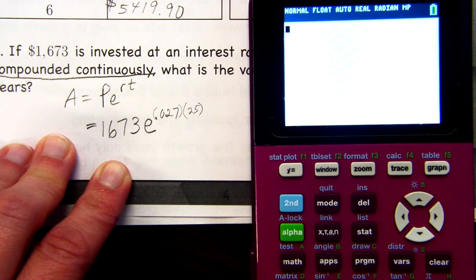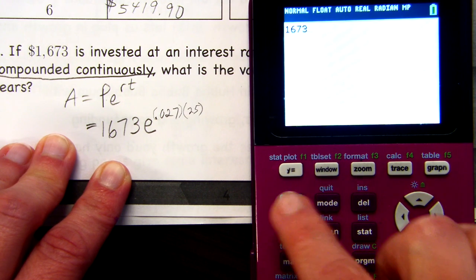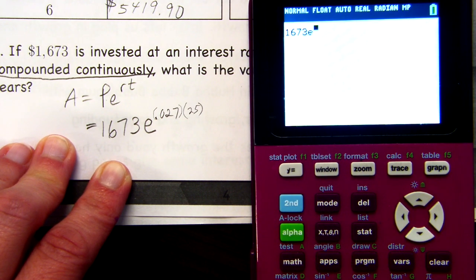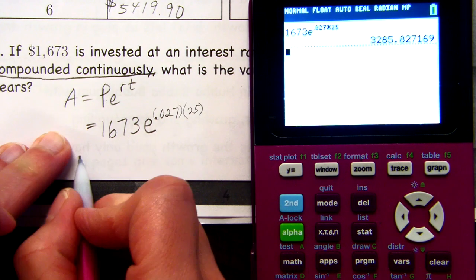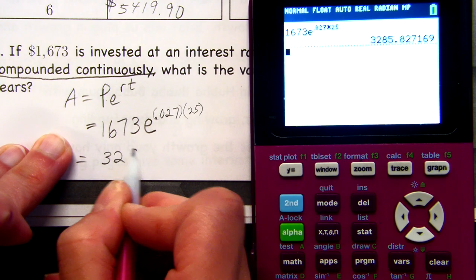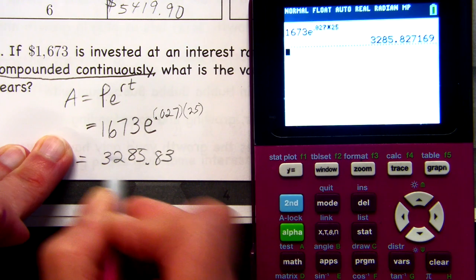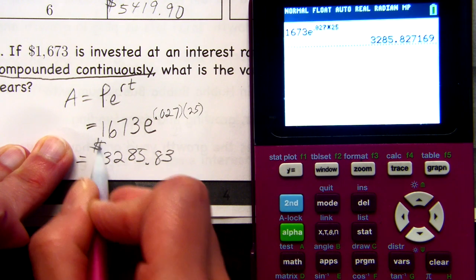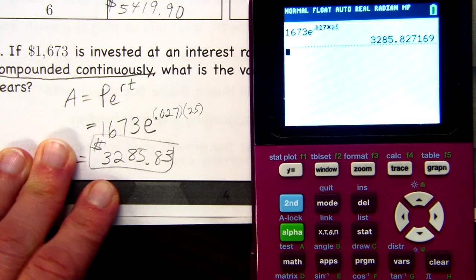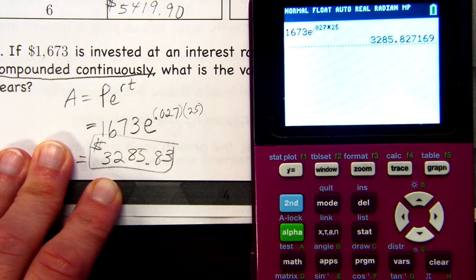Let's see what happens. So 1673 times e to the 0.027 times 25. And it comes out to $3,285, and it'll round up to 83 cents. So you basically doubled your money. But it took 25 years.